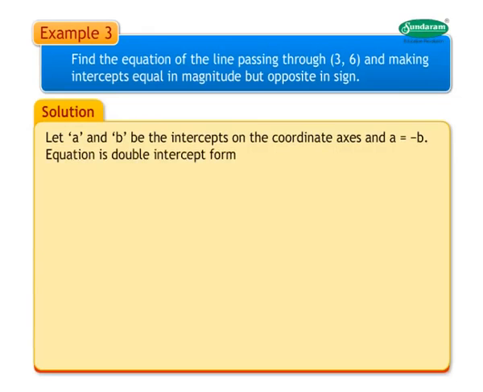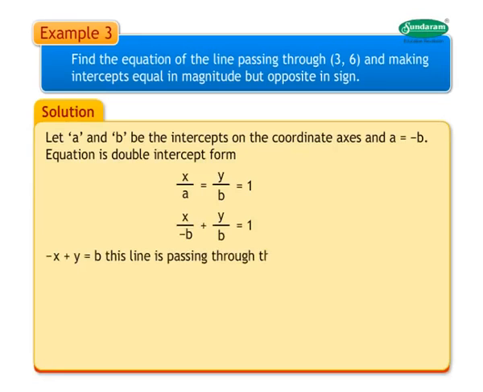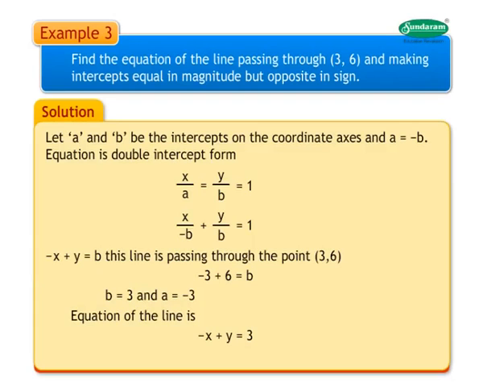Equation is in double intercept form. x upon a plus y upon b is equal to 1. x upon -b plus y upon b is equal to 1. Minus x plus y is equal to b. This line is passing through the point (3, 6). So -3 plus 6 is equal to b. b is equal to 3 and a is equal to -3. Equation of the line is -x plus y is equal to 3. x minus y plus 3 is equal to 0.